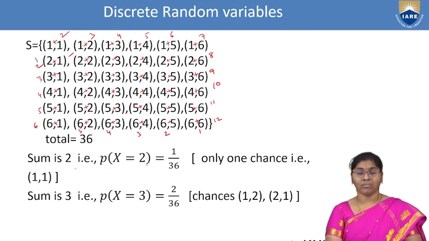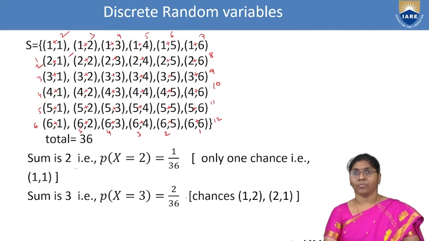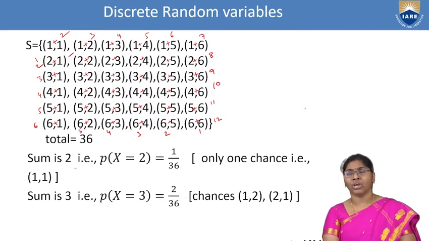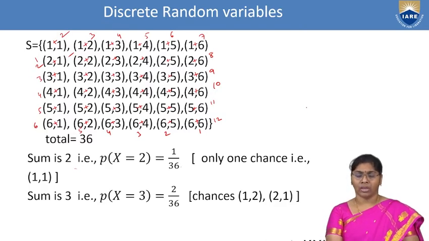Now like this, P of x equal to 2. The chance is 1 by 36, only one chance. P of x equal to 3, only 2 chances are there, 2 by 36. Here same formula: P of a equal to n of a by n of s. N of a is 1 and n of s equal to 36.